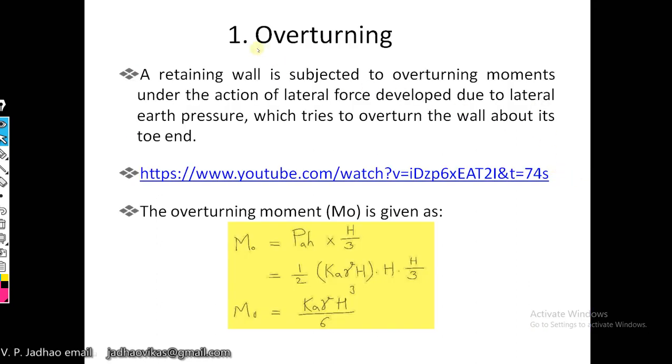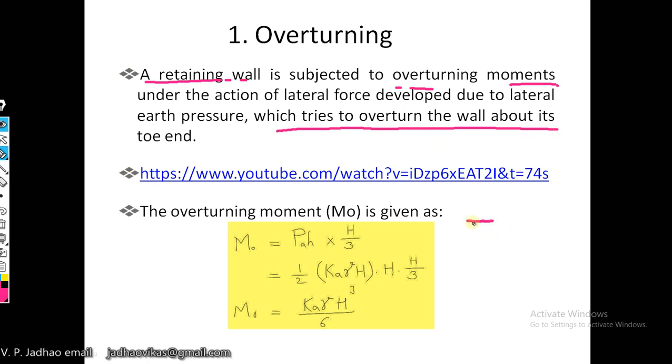So first we will see the failure due to overturning. Now a retaining wall is subjected to some overturning moment, which was explained earlier. This overturning moment will try to overturn the wall about its toe end.